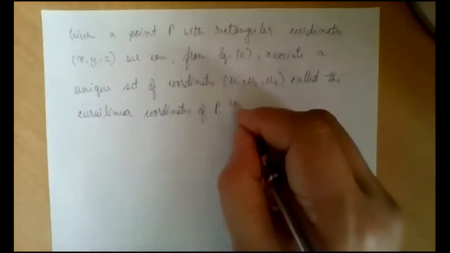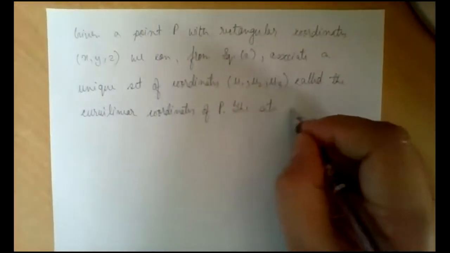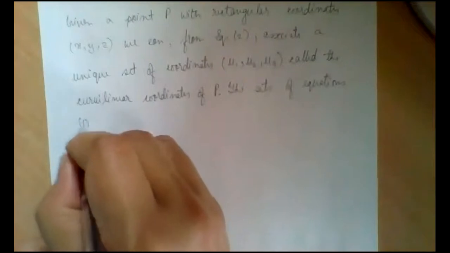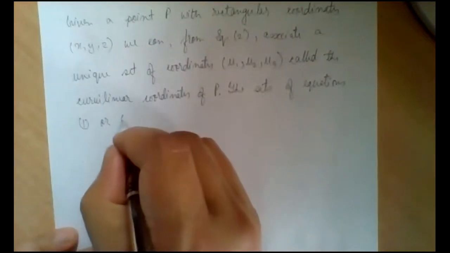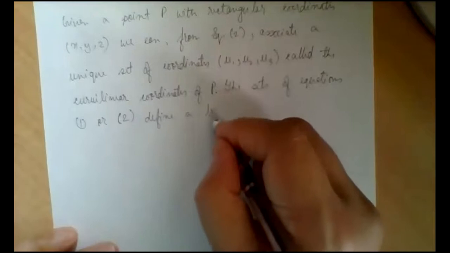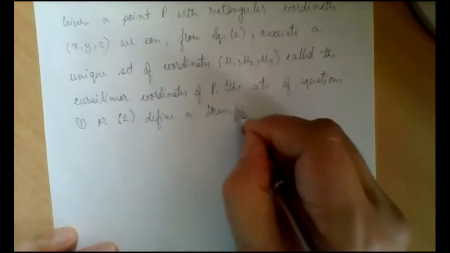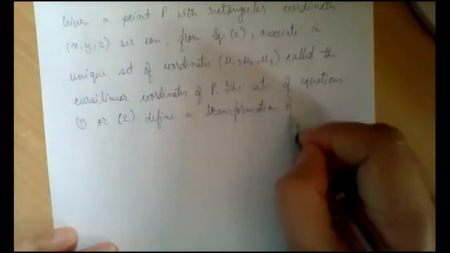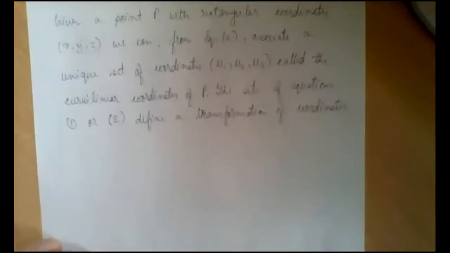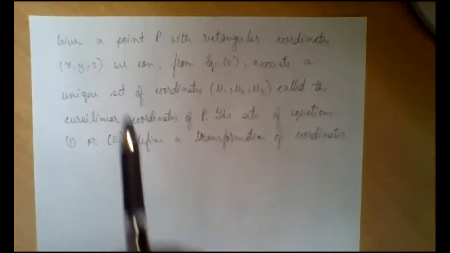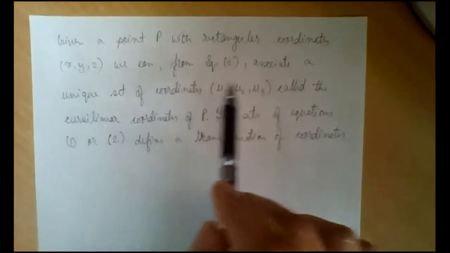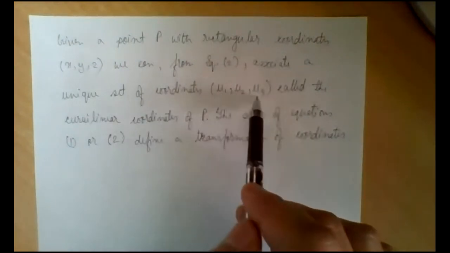Recall the sets of equations one or two define a transformation of coordinates. Transformation of coordinates. Okay, what is the meaning? The meaning is that for a given point P whose rectangular coordinates are x, y, z, we can associate a unique set of coordinates u1, u2, u3.